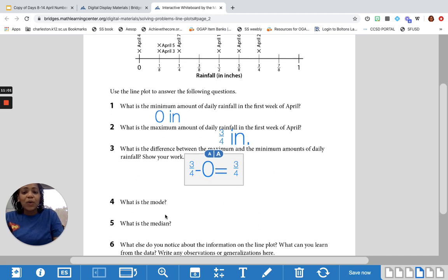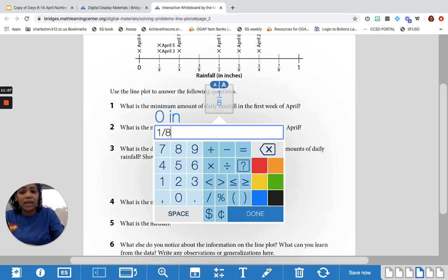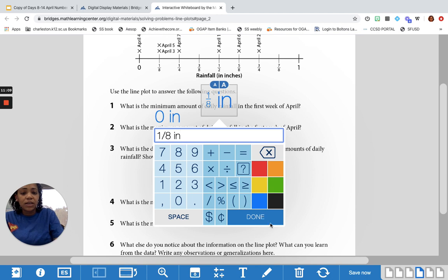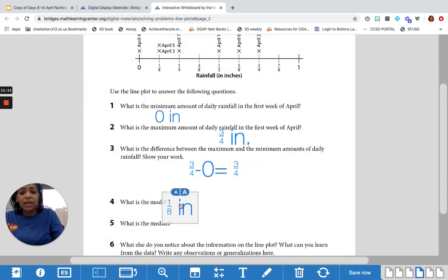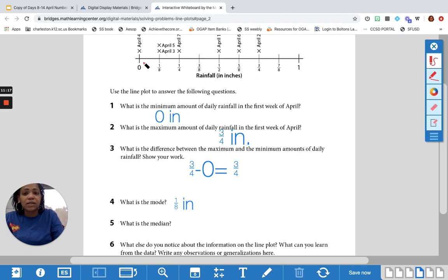Okay. What is the mode? We just did it. Good. 1/8 of an inch is the mode. And the median. We had to figure that out. Do you remember? It would look something like this. Here, here, here, here, here, here. And now we're left with 3/8 in the middle. And we got lucky because 3/8 was labeled.